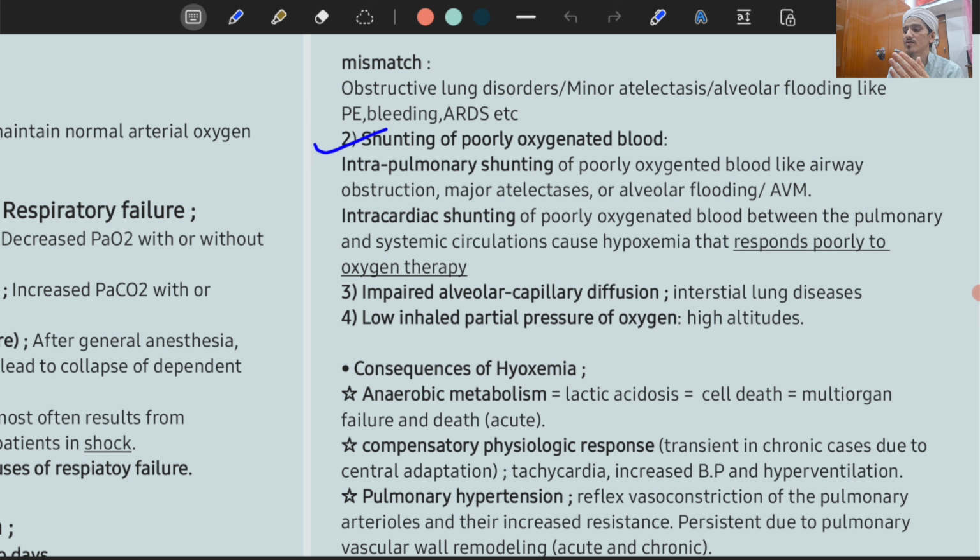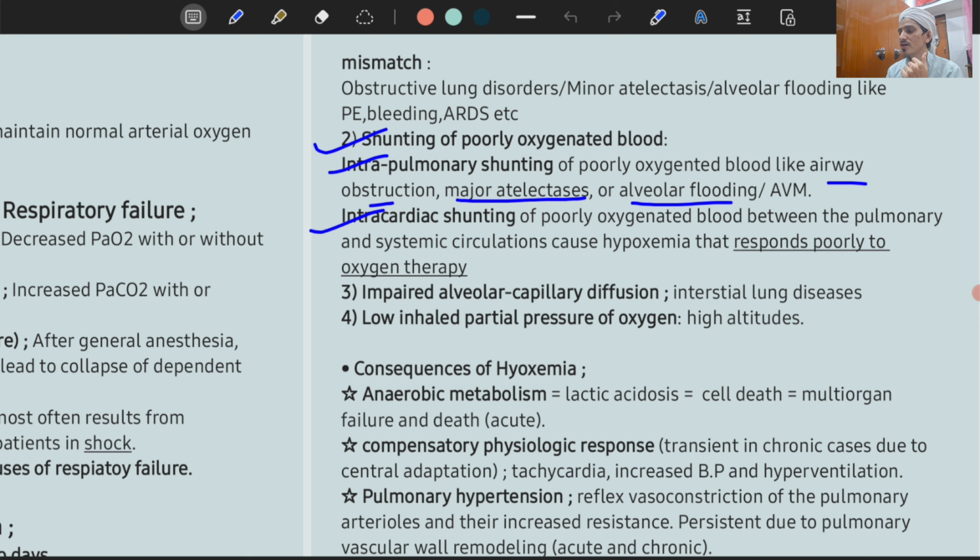Next mechanism is shunting of poorly oxygenated blood. Shunting is nothing but bypassing of the poorly oxygenated blood. So shunting can be intrapulmonary shunting or intracardiac shunting. In intrapulmonary shunting of poorly oxygenated blood, an example is airway obstruction. Because of airway obstruction, that part of the lung will not be oxygenated, and the blood supply to that part will go through like that only. That part of the blood will not be oxygenated, so there is bypassing from that. Major atelectasis, major alveolar collapse or alveolar flooding, again because of filling of the alveoli. Again, because there is something other than oxygen, there is fluid in the alveoli, so there is no oxygenation of the blood. That's shunting.